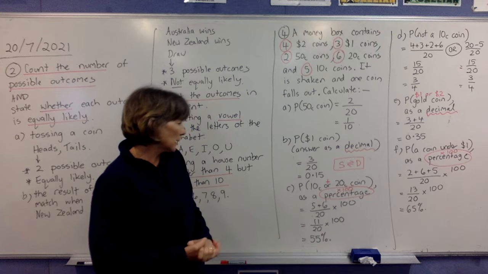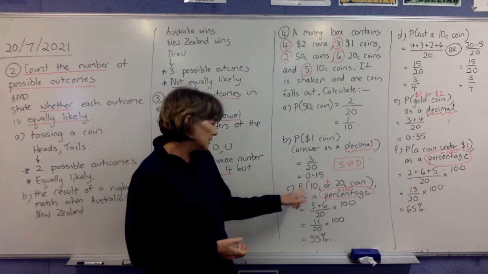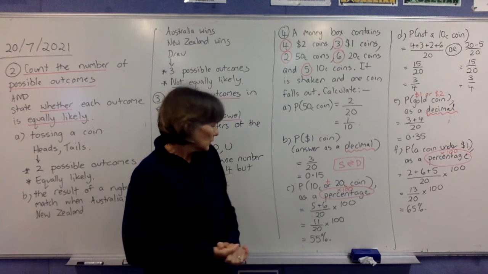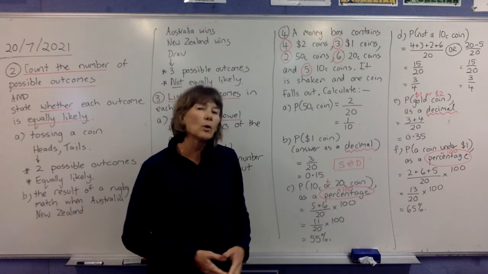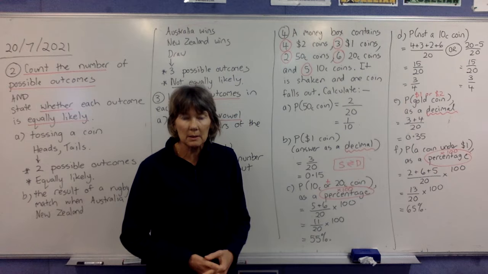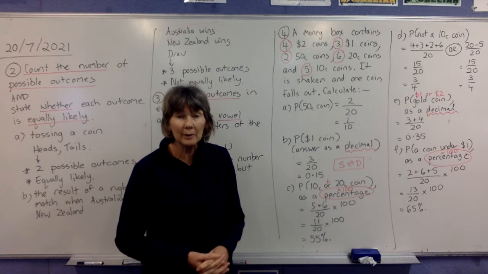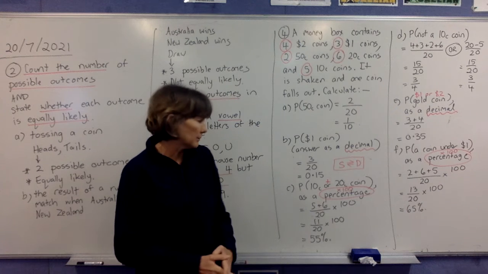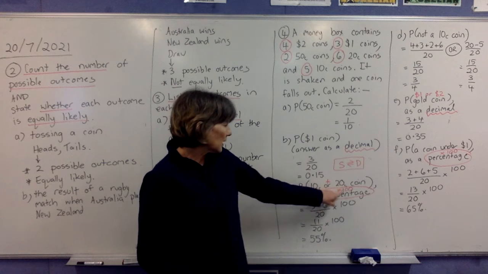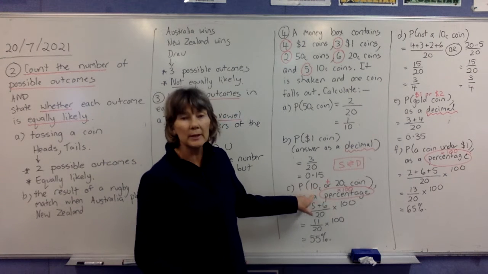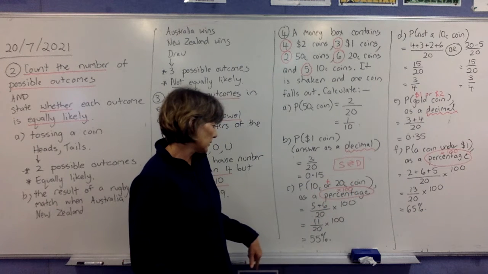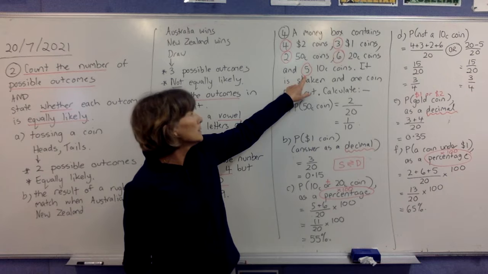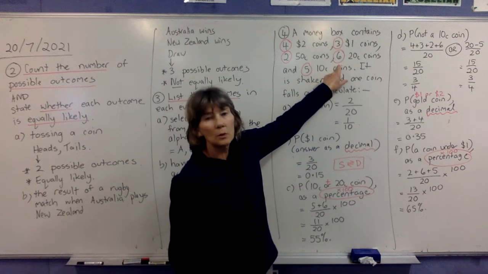All right, the next one, the probability of a 10-cent or 20-cent coin as a percentage. Now, if you see the word or, it's always a plus. If you remember that, it will help you even when you get to year 11 and 12. Or means we add. So we're going to add together the number of 10-cent coins and the number of 20-cent coins. So up here it tells you we've got 5 10-cent coins and 6 20-cent coins.